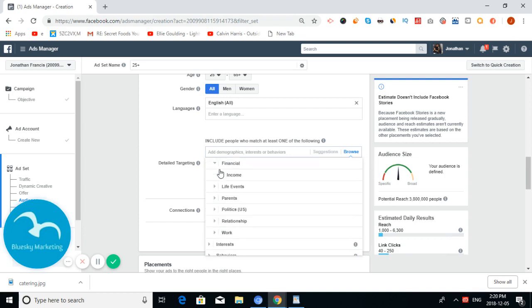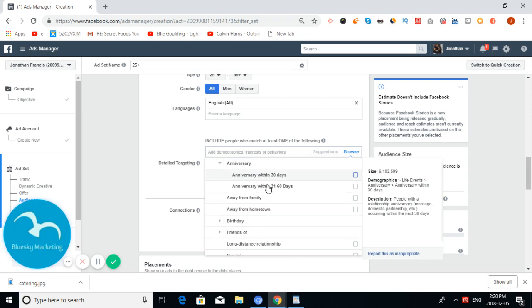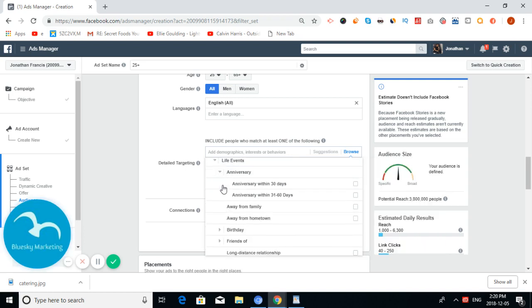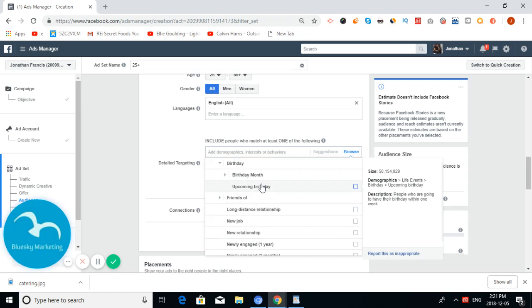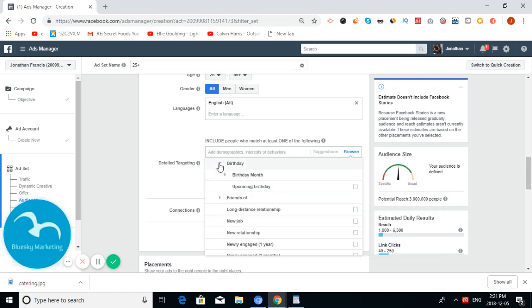The next section, we're not going to break too many down. I'll break down another 2 or 3. But life events, you could really go into if they have an anniversary within 30 days, 31 to 60 days, right? You could go to people who have a birthday coming up, right? And these could be great if you have an e-commerce store, etc. You have a physical location store. Let's just say your restaurant has a free meal on your birthday. It's a great way to get targeted with your ads.